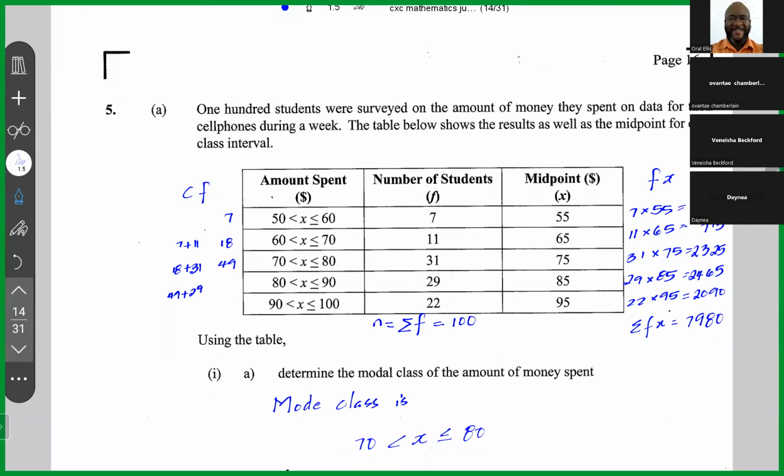All right, let's go again. 7 plus 11, 18. 18 plus 31, 49.